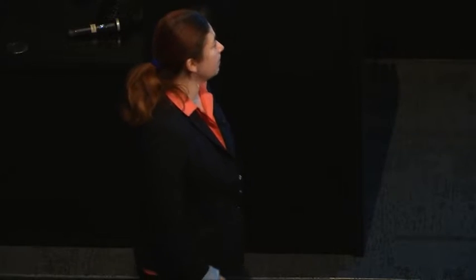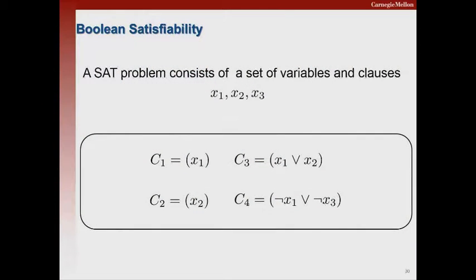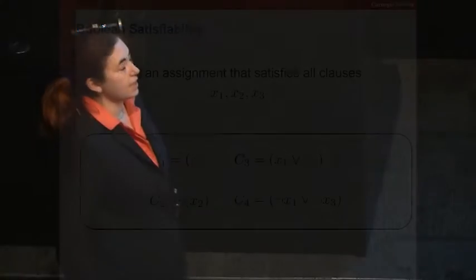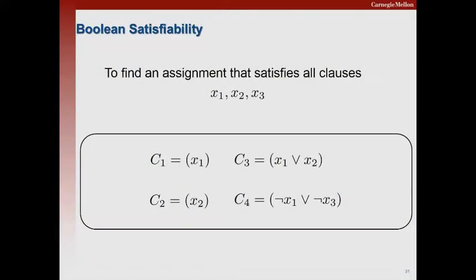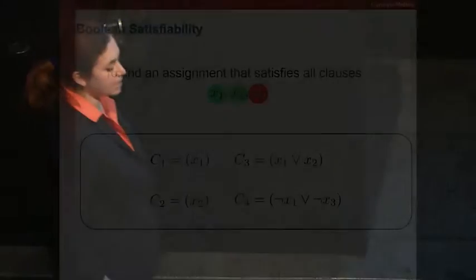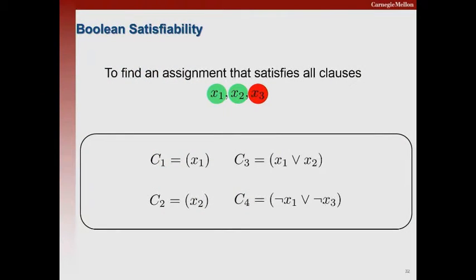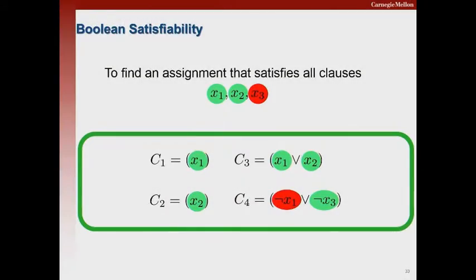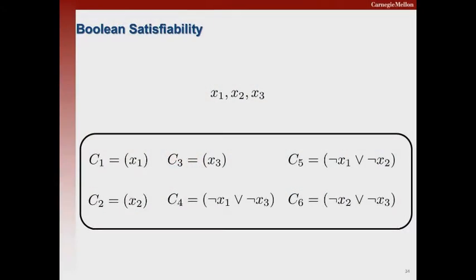So here's an example. Clauses are disjunctions of variables or their negations. And the goal is to find an assignment that satisfies all clauses. For example, if we can set x1 and x2 to true and x3 to false, then we can satisfy all clauses. Okay, suppose now we have 6 clauses and we're again trying to satisfy them.